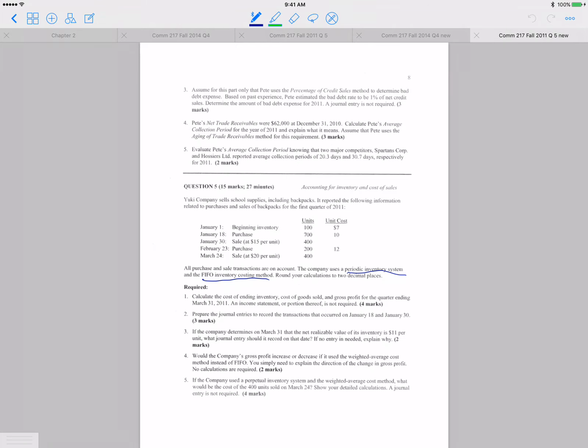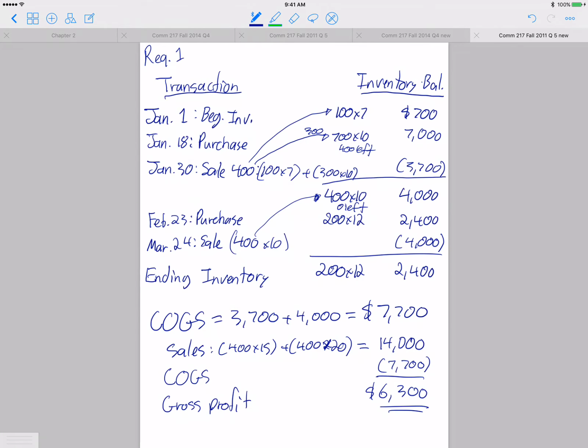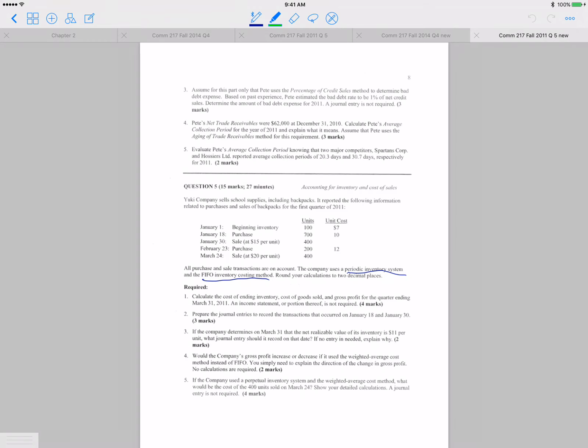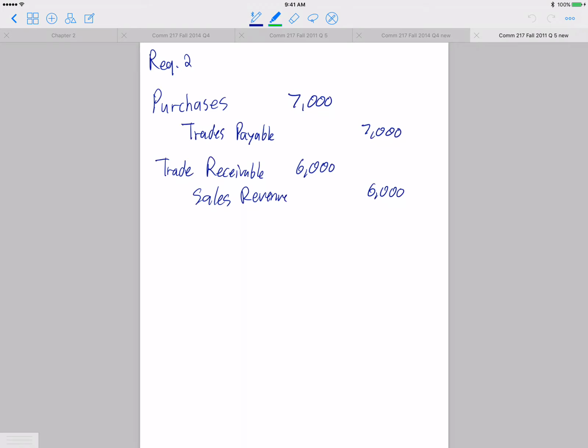You must know that inventory must be recorded at lower of cost or net realizable value. If the cost is greater than the net realizable value, we must have a write down. In this case, if we go back to requirement 1, we see that our ending inventory, we have 200 inventory at $12 each. Therefore, this $12 is higher than the actual net realizable value of $11 they stated right here. And therefore, the entry we would make to write it down would be the following.